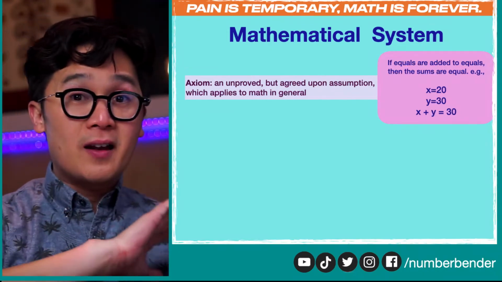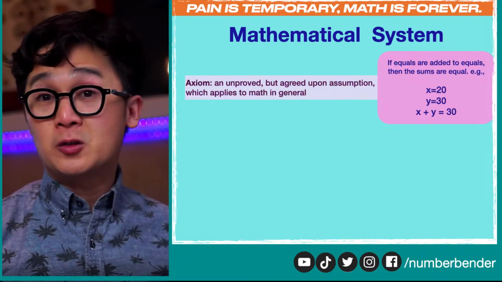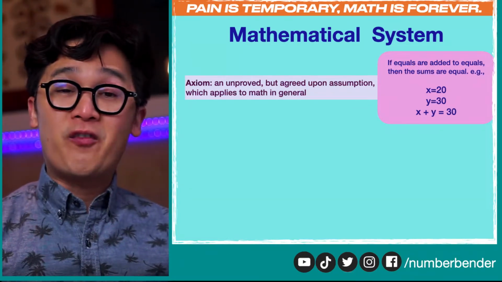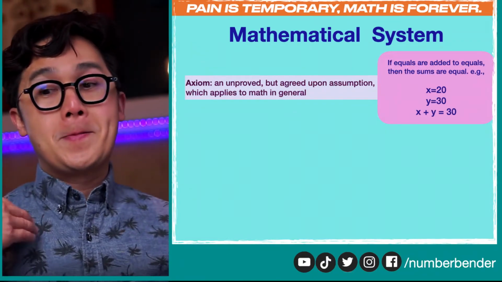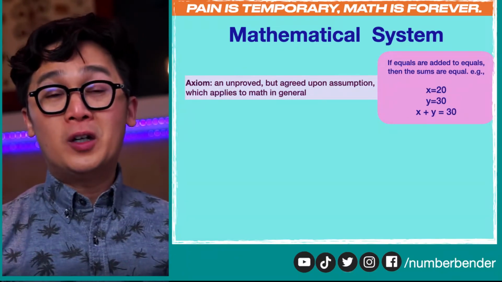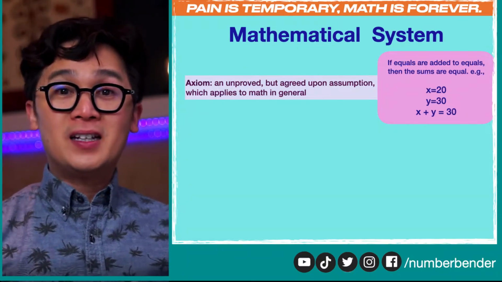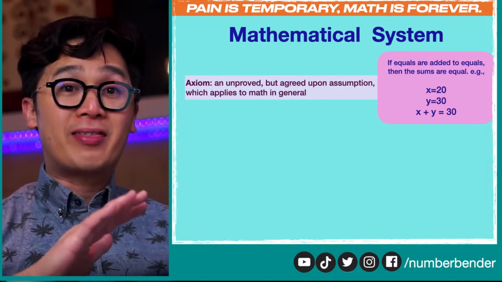This is not always going to be true because we don't know what x and y are, depending on how we define them. That's why we're only calling it an axiom, and this is specific to math in general.